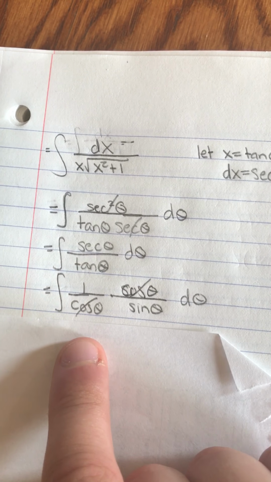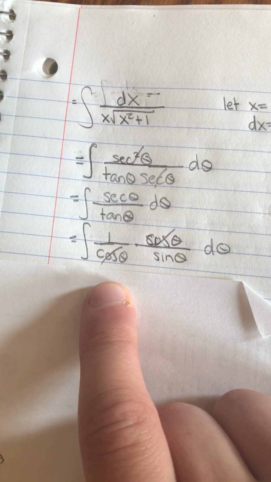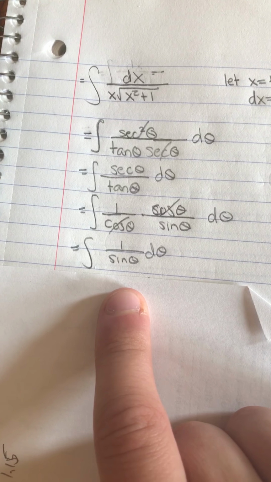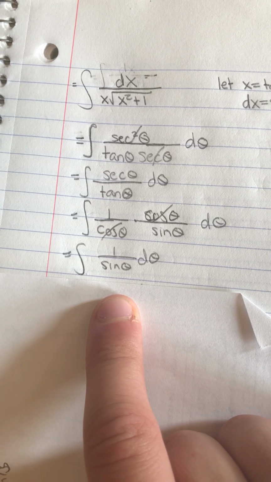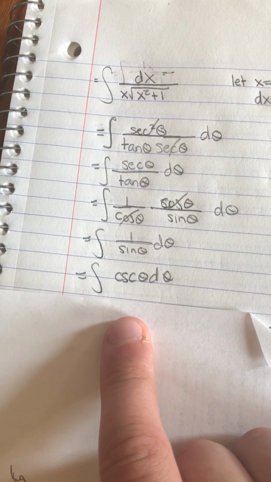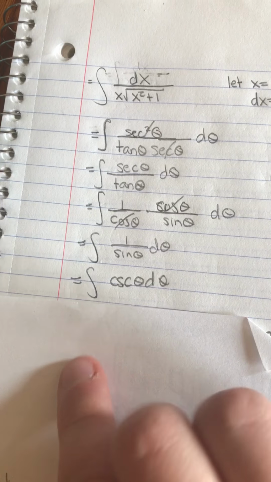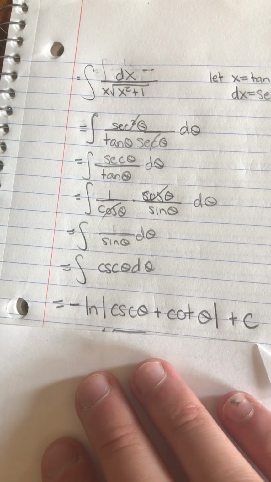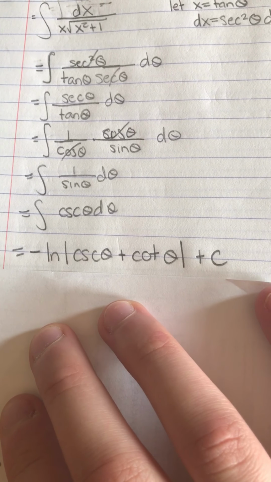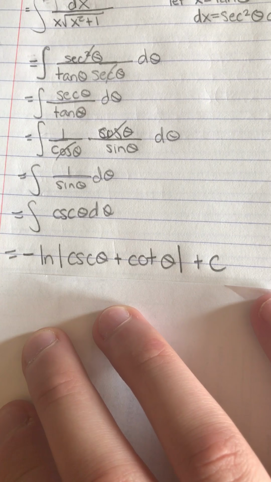Now taking that further, we can turn it into sines and cosines and make it the integral of 1 over cosine theta times cosine theta over sine theta d theta. And then you cancel out more, and you're left with the integral of 1 over sine theta d theta. And that turns into the integral of cosecant theta d theta. And what we're left with, after we take the integral of that, is negative ln absolute value of cosecant theta plus cotangent theta plus c.